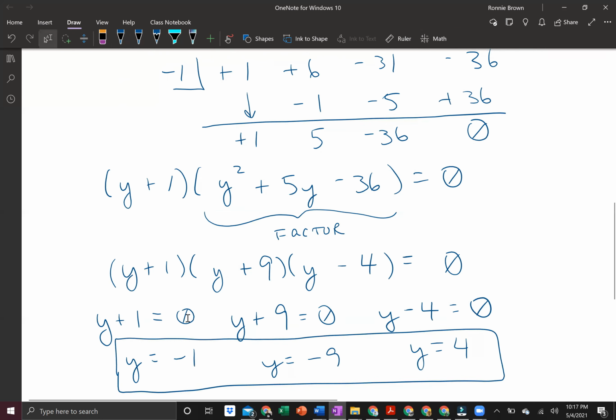This -1 was already given to us when we found it out. Well, I don't want to say given, maybe. It was given as one of the possibilities, and we found that one to be true through the synthetic division. We did our synthetic division and got a quadratic. We factored it, and then we were able to set those factors equal to 0 and solve for at least the other two.